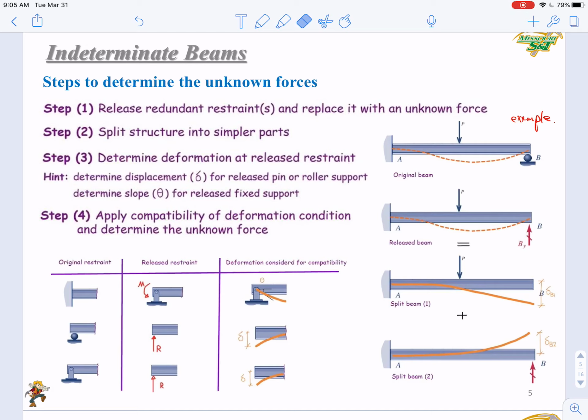So to solve it, we need to follow these several steps. In step 1, you release the redundant restraint. In this case, obviously, the roller B is the redundant restraint. So you remove it and replace it with an unknown force, that is By. Since it's a roller, you have only one vertical reaction force, right? That is the By. Replace the roller B with the By, as shown here.